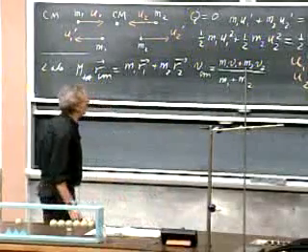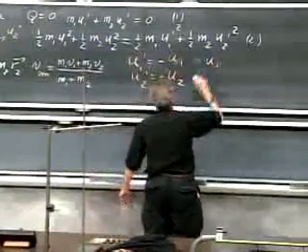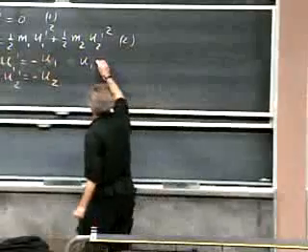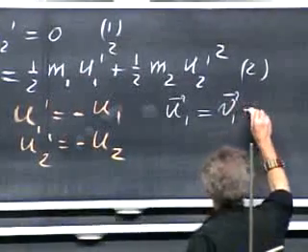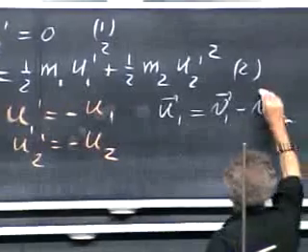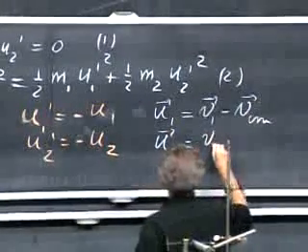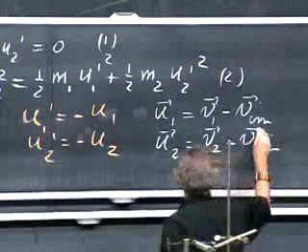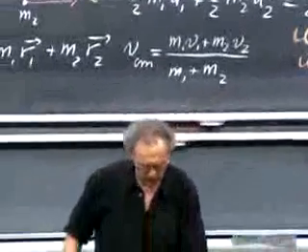So if now you want to know what u1 is, so now you want to know what the velocity is in the center of mass frame, that of course equals v1 minus the velocity of the center of mass, and u2 equals v2 minus the velocity of the center of mass. So this is a way that you can transfer, if you want to, into the center of mass frame.